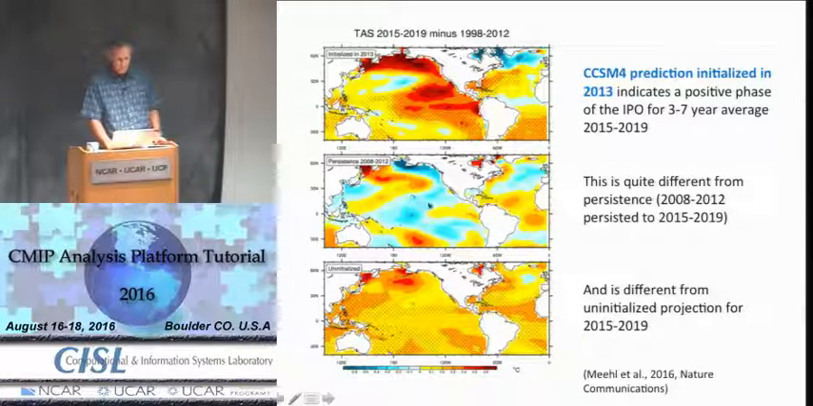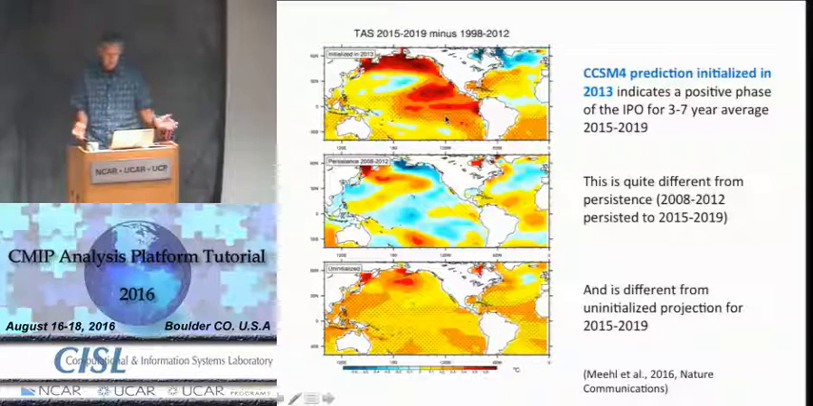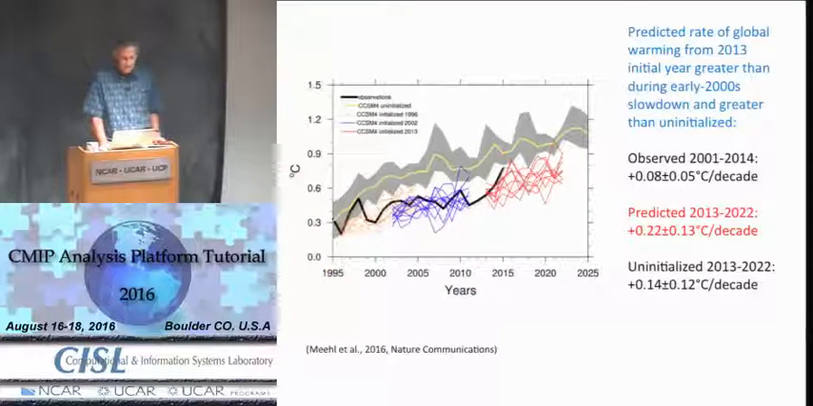If you looked at persistence, if you just persisted the previous 5 years ahead to 2015 to 2019, you get nothing that looks like this because you're persisting the negative phase of the IPO. And if you look at the uninitialized free-running simulations with this model, it's just kind of warming up everywhere. So you're getting this regional differentiation that's quite a bit different and indicates that this transition probably occurred in the 2014 to 2015 time frame.